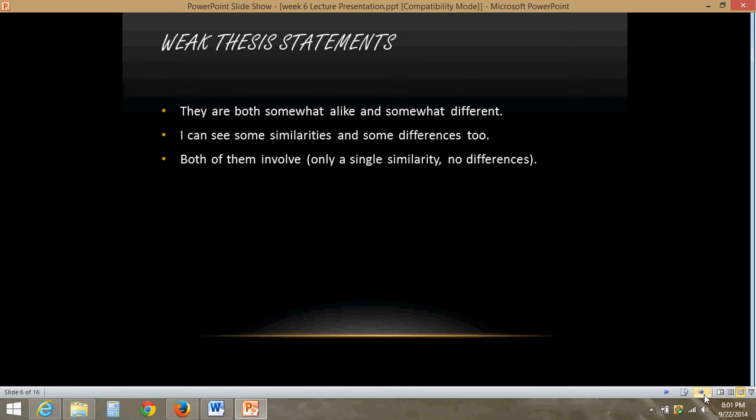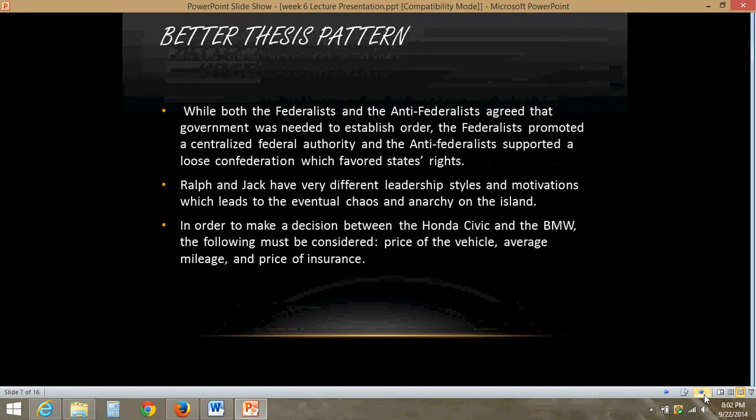But this is a little bit better because we have specific similarities and specific differences, but there's only one of each. And so really to build a 3 to 4 page paper on only one similarity and one difference isn't really enough. So it's not enough detail, although it's getting better. Of course, we see that it's still not giving us a specific topic. So any of these would not be appropriate. So let's look at some better ones.